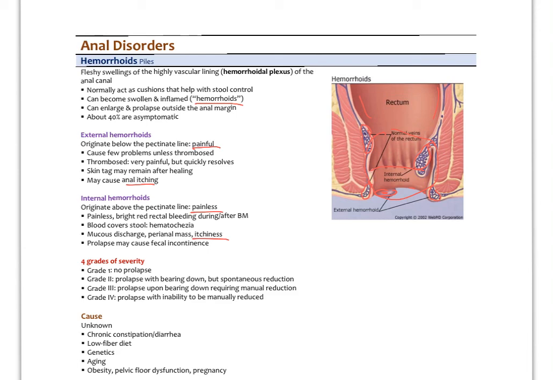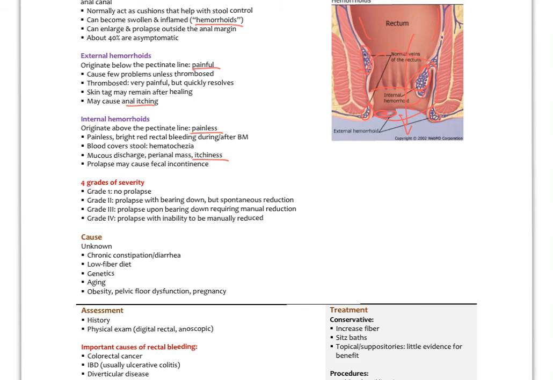So if it's large enough, it can affect the way that the internal sphincter muscle works, and that can cause a prolapse. We get fecal incontinence. There's 4 grades of severity of these internal hemorrhoids. So grade 1 is no prolapse. Grade 2 is prolapse with bearing down, but spontaneous reduction. Grade 3 is prolapse when bearing down and requires you actually stick the prolapse back up. And grade 4 is prolapse, and even with manual reduction, it doesn't stay up. And so these are the 4 grades of severity.